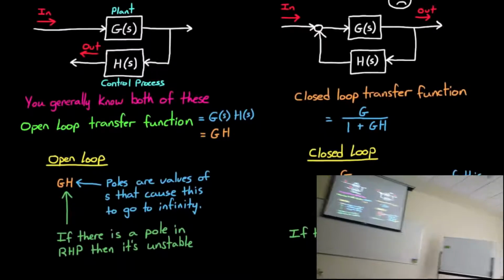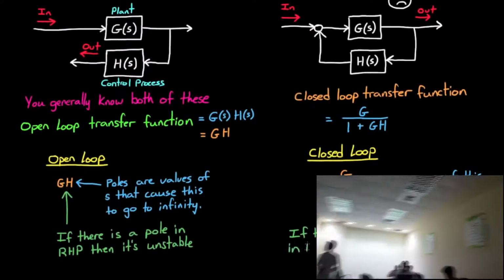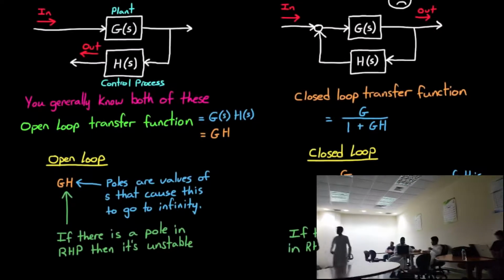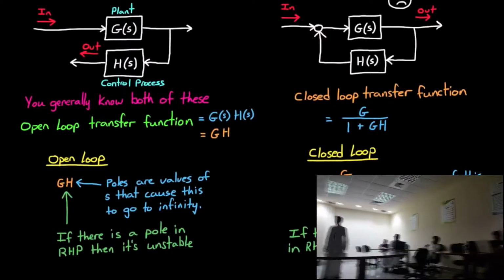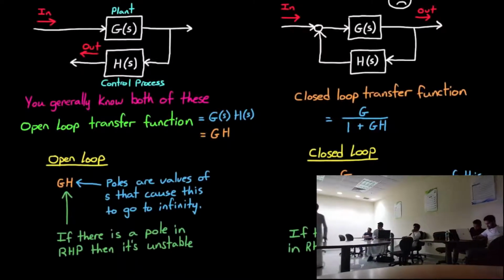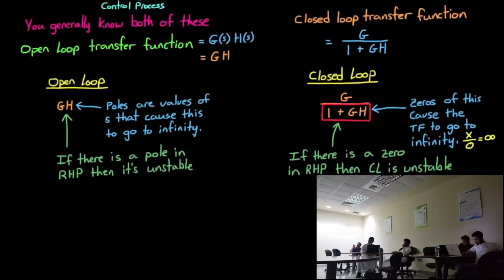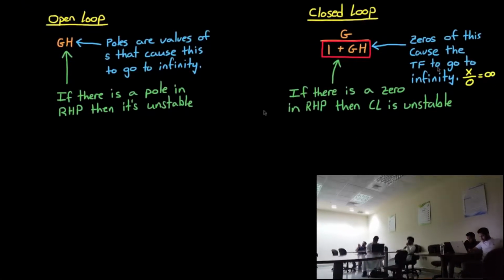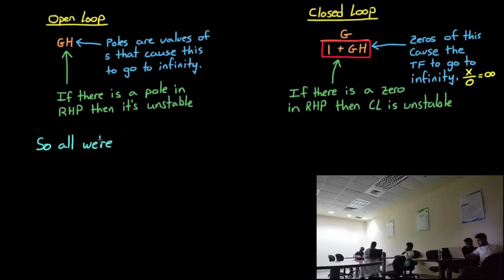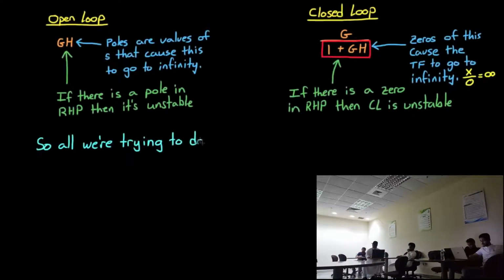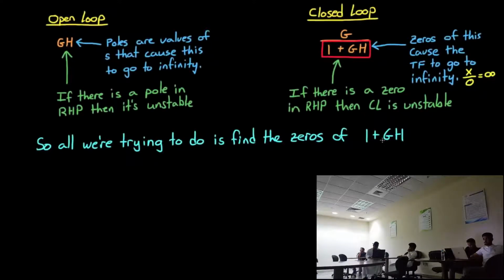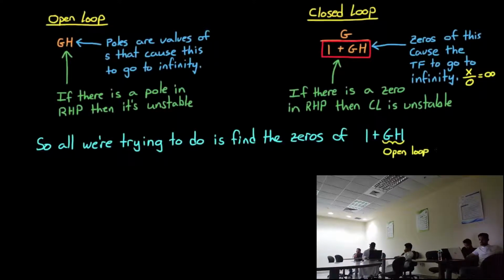This might get a little confusing because I might accidentally say we need to check for closed loop stability by looking at the location of the zeros. But what I really mean is just the locations of the zeros of 1 plus GH. So just keep that in mind as we move forward. So all we're really trying to do is find where the zeros are of 1 plus GH, or take the open loop transfer function, add 1 to it, and then find the location of the zeros. Why is this so difficult?